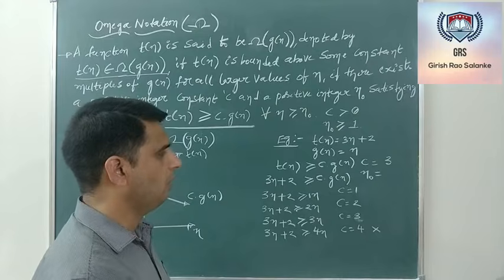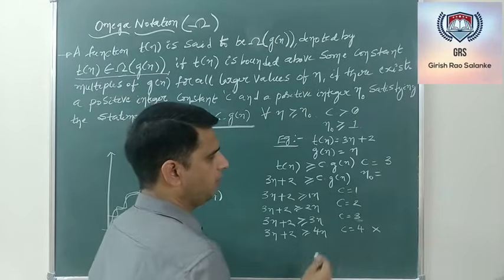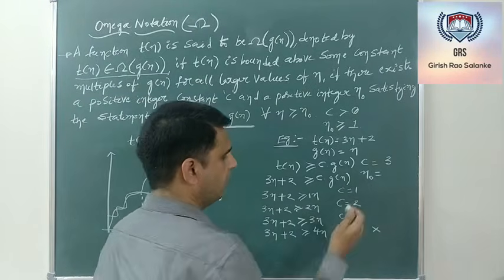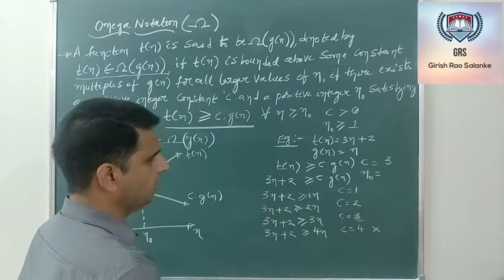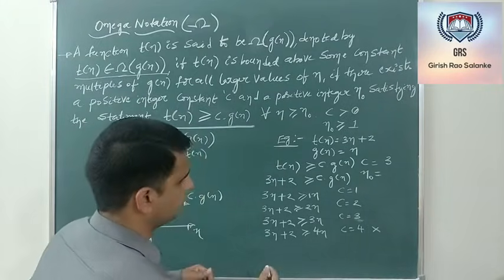Now let's check what the value of n naught might be. I need a value for n naught. Now keep substituting the value. So this is 3n.